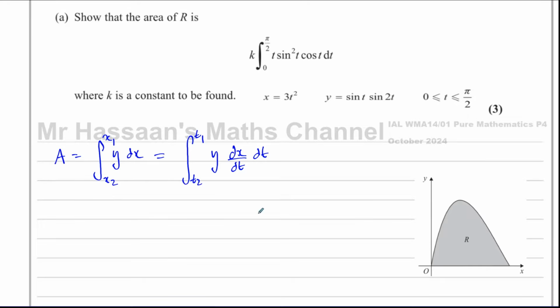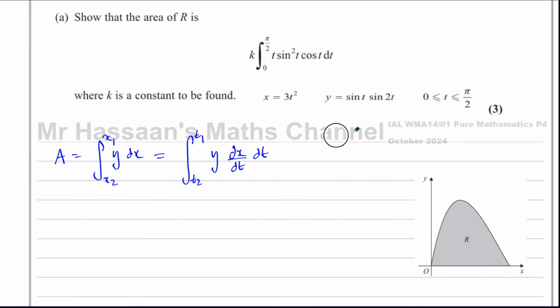The y is already as we want it, but for the limits we can see the 0 and pi over 2, but we should show the limits as well. So we want to find, for example, t1. We're going to use the x. We know x is equal to 3t squared, and we want to find what t is.